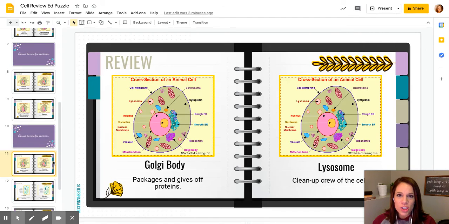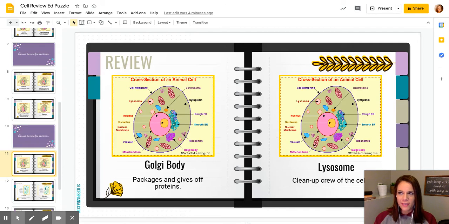Golgi body. Golgi body packages and gives off, secretes, or releases those proteins. So ribosomes will make the proteins, and then they go into the Golgi body, and then they get packaged and get ready to exit the cell, basically.